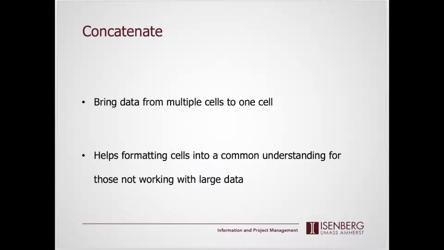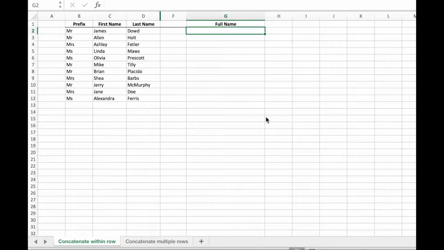Hello. In this video, I'm going to walk you through some of the more advanced things you can do through the fairly simple function called concatenate. The first thing we're going to do is combine these three columns into one column under the full name section using the concatenate function. As you can see, there's no period after all of the prefixes. So when we enter the concatenate function, we are going to make sure that we include one.